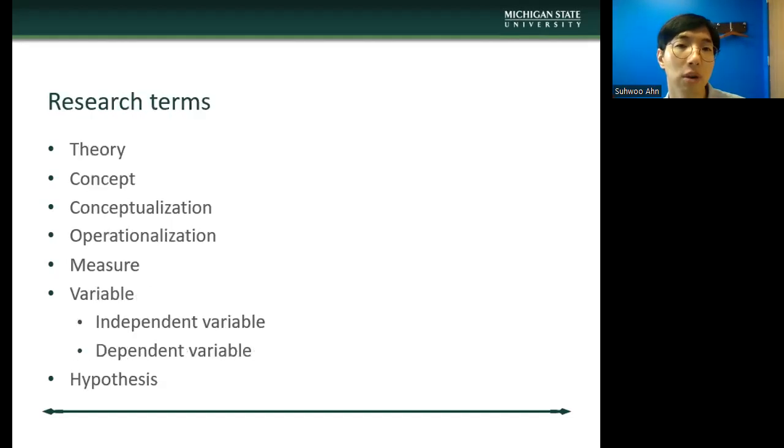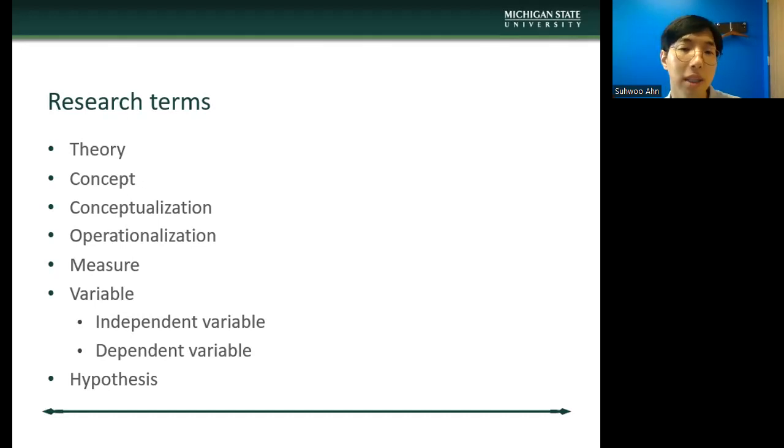First, I will talk about research terminologies. So throughout the lecture and the recitation, we covered various terminologies about research, like theory, concept, conceptualization, operationalization, measure, variable, and hypothesis. Just for a brief review, we first talk about theory, and theory is a set of systematically related statements about relationships among concepts with the purpose of explaining some phenomena. And then we talk about concept, and concept is defined as an abstraction that describes a portion of reality.